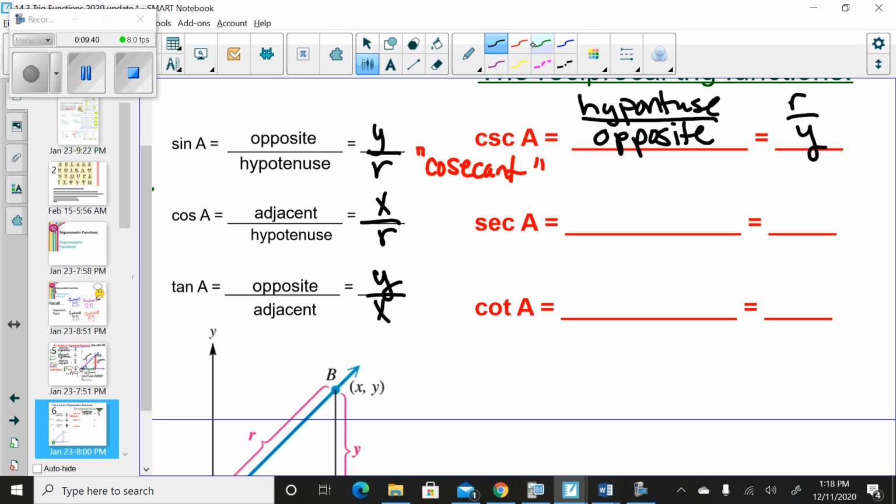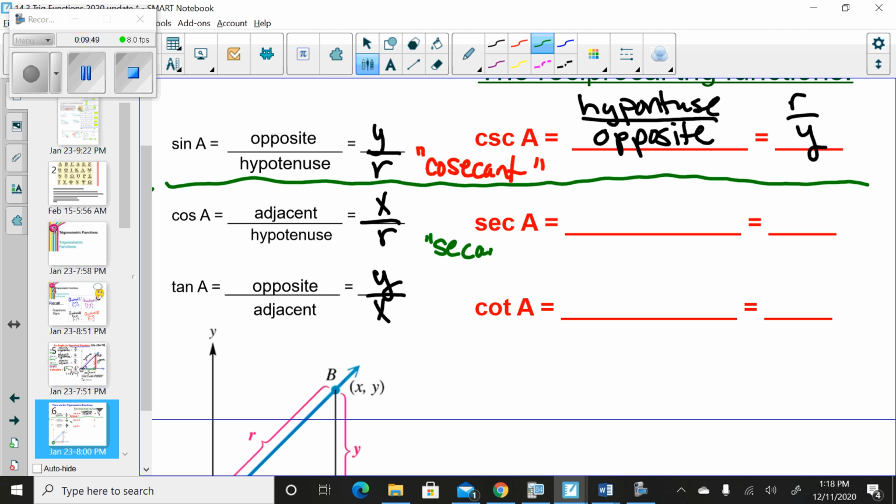It goes with sine. All right, now I'm going to draw a line here so we can keep these separate. All right, now cosine goes with secant. So the name of this function is the secant function. It's the reciprocal of cosine. And again, we're still using that perspective of angle A. Its ratio, again, if cosine was adjacent over hypotenuse, this one would be hypotenuse over adjacent. So that means that's going to be R over X. So it's literally the reciprocal.